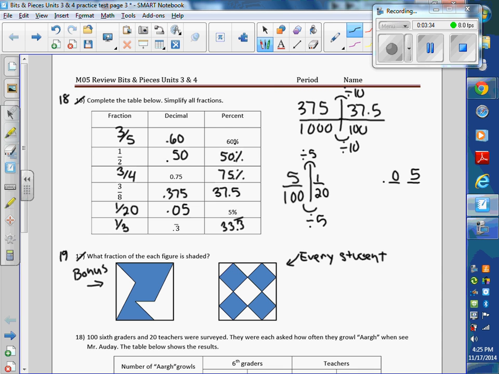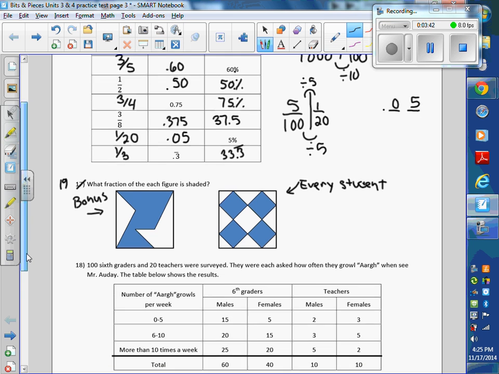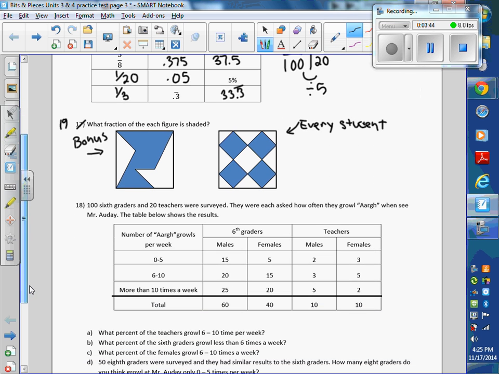Your test will probably have either number lines or a chart, but it's going to be a little bit shorter, so probably it will not have both.